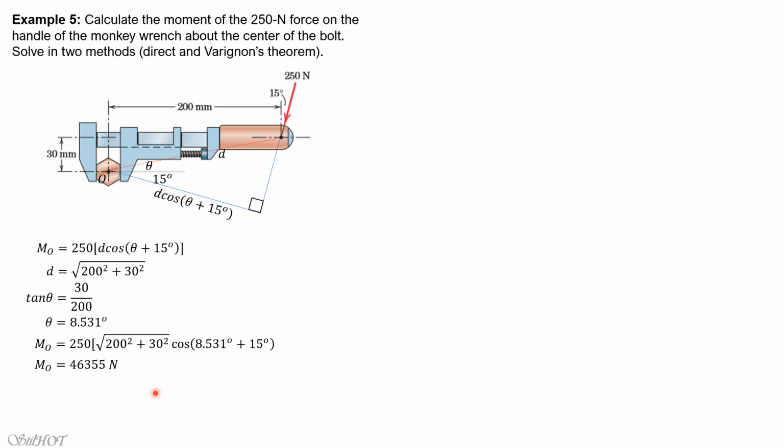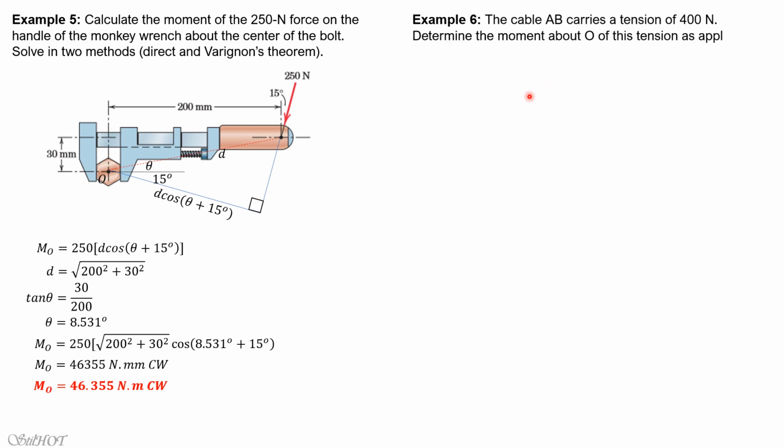So the moment about O is equal to 46,355 Newton mm, and the sense is clockwise. If we divide everything by 1000 to convert to Newton meter, it is equal to 46.355 Newton meter, and the sense is clockwise. I leave Varignon's theorem for you to solve the same problem, and make sure that the answer is the same.